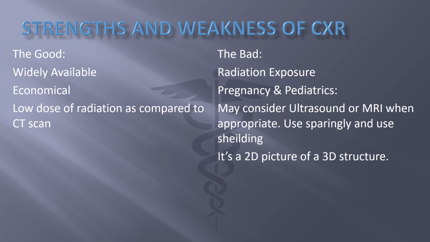And the other weakness of a chest X-ray is it's actually a 2D picture of a 3D structure. So you've got structures in front of each other, behind each other, and with an X-ray, it just takes a 2D picture. So in your mind, you have to project what might be behind certain images, and you might not be able to visualize them as well. And if you have a concern that there's something hidden behind there, then a CAT scan or an ultrasound would be a better modality.